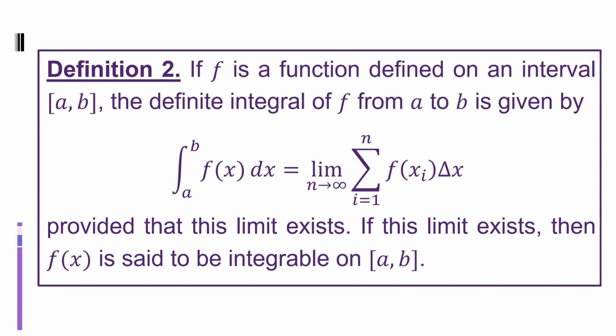This leads us to our second definition, which states that if f is a function defined on an interval [a, b], the definite integral of f from a to b is given by the integral from a to b of f of x dx equals the limit as n approaches infinity of the Riemann sum. Provided na itong limit na ito exists, and if this limit exists, then it is said that f of x is integrable on the interval [a, b].